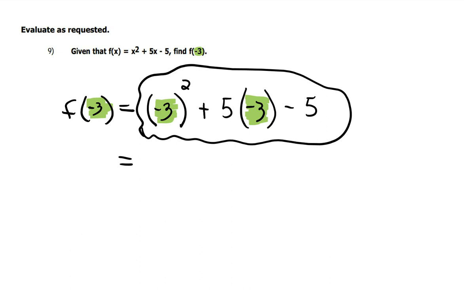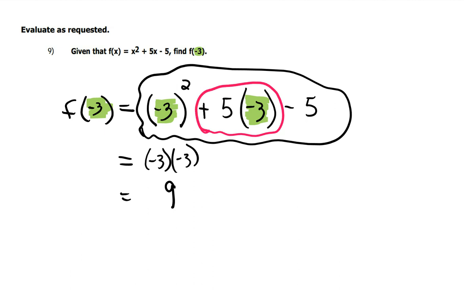But if you did it by order of operations, the -3 squared, the exponent would come first, and a -3 squared means take -3 times -3. A negative times a negative is a +9. And then if I came over here and I did this part next, which is actually multiplication between the 5 and the -3, I see it as a +5 times a -3, and I would write -15.